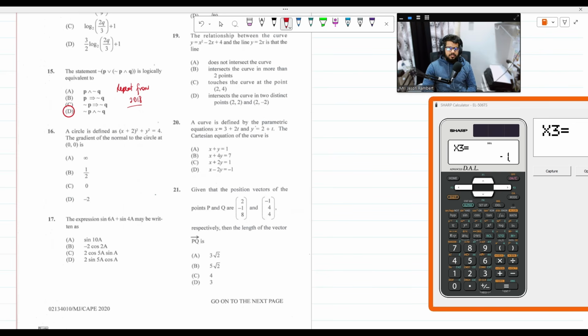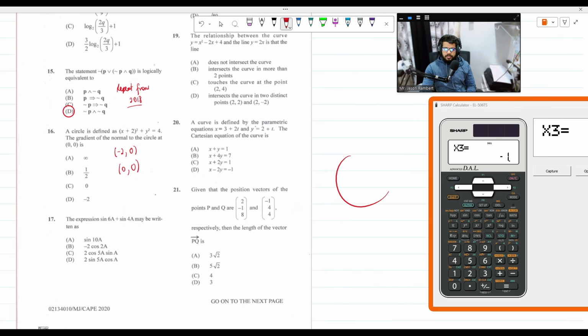A circle is defined as x plus 2 all squared plus y squared is equal to 4. The gradient of the normal to the circle at 0, 0 is, so the gradient of the normal is going to be the gradient of the radius. So let me get the center of the circle. The center is x minus minus 2, which is going to be minus 2, 0, that is center. And 0, 0 is the point on the circle.